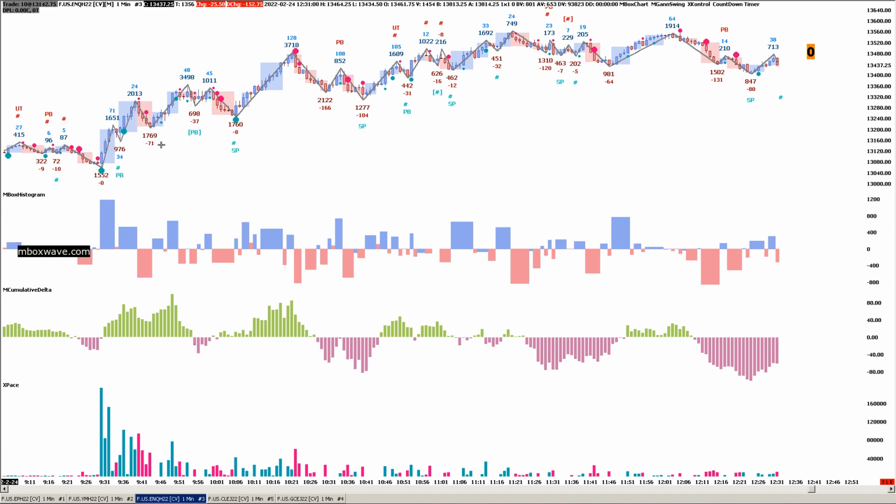Okay, so I'm going to take a couple examples. Traded today and yesterday. I was trading the NASDAQ, and I'll show how I used the new indicators in my analysis.